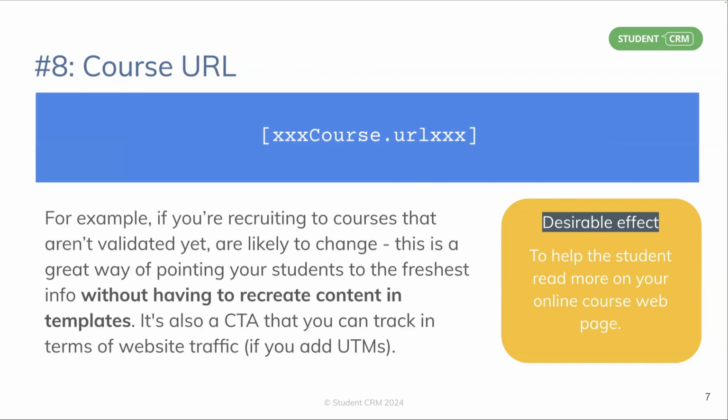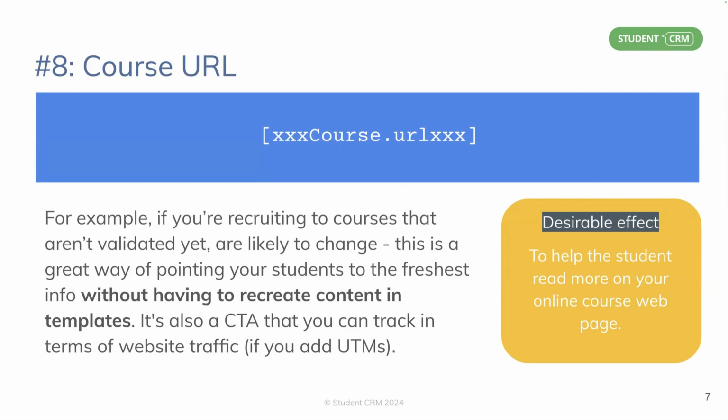You may remember that inside the courses app, and this is a long list of every course for every faculty, for every level of study, for each year of entry, you have the opportunity to paste in a course URL. So let's look at the example. If you're recruiting to courses that aren't validated yet or are likely to change, this is a great way of pointing your students to the freshest info without having to recreate content and templates. So it's also a call to action that you can track in terms of website traffic, and you know that we recommend everyone puts UTMs on any links that are going back to, especially your site. It'd be great if you could say that it comes from Student CRM Touchpoint, for example.